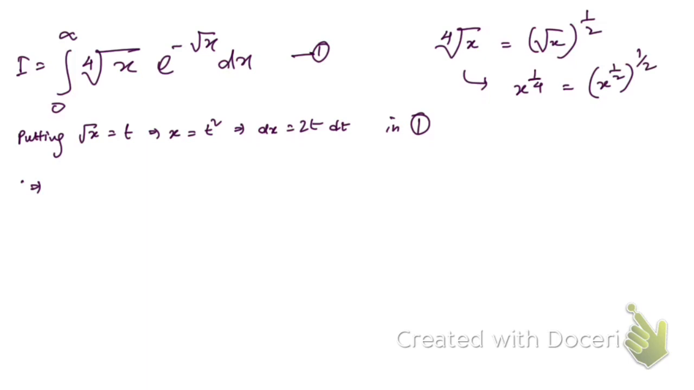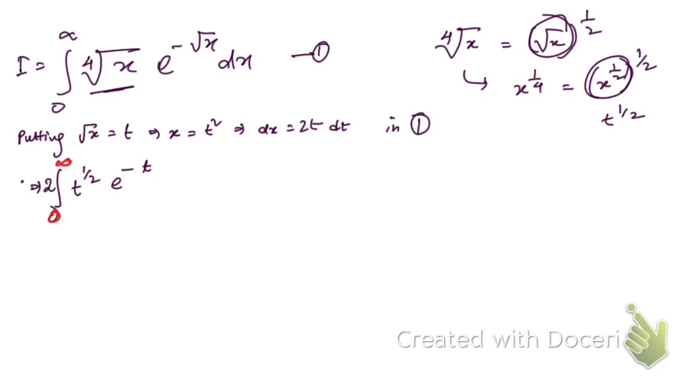So that's it, right? So x to the power 1 by 2, I have written as root over x. Now you can replace this root over x by t, then you will get t to the power half. So this can be written as t to the power half, right? Integration from 0 to infinity. So this is 0 to infinity, then e to the power minus root x is t simply, so dx is your 2t dt.